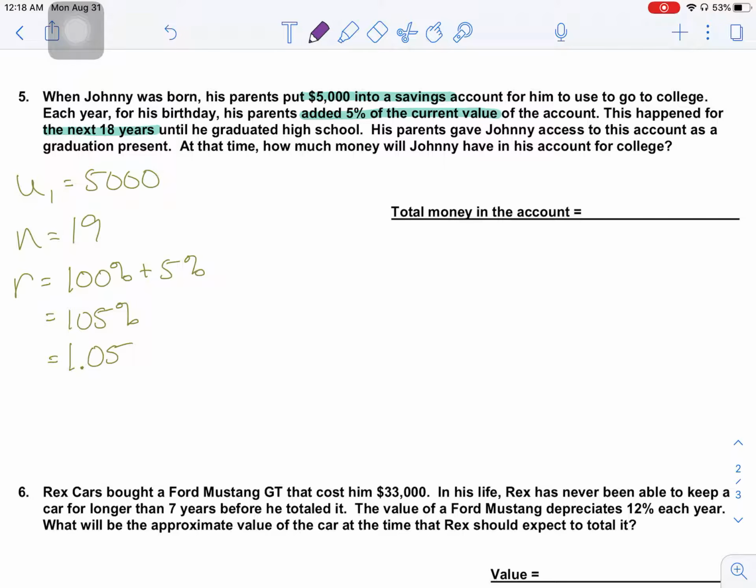And yes, you need to use a decimal when you're using the formulas. So how much money is in the account? U sub 19 is going to equal 5,000 times our rate of change raised to the 19 minus 1. Go ahead and put that in a calculator because I have no idea what 1.05 raised to the 18 is.